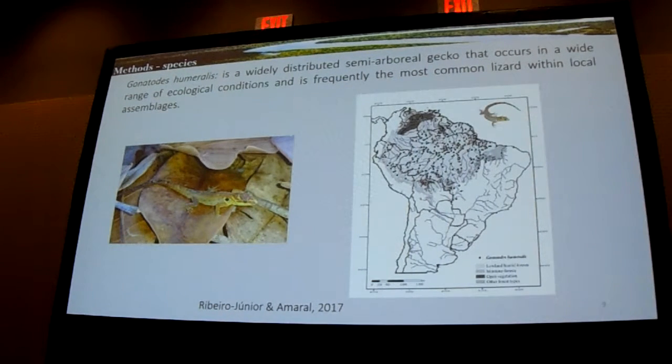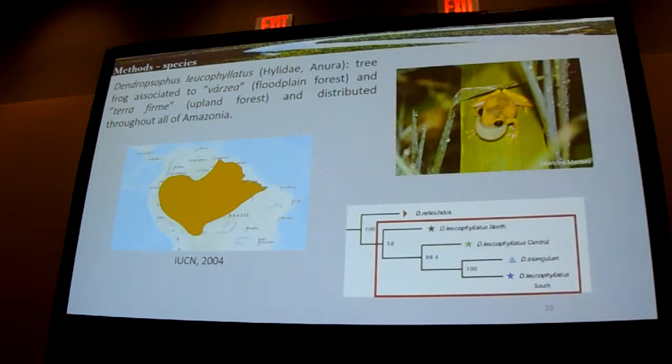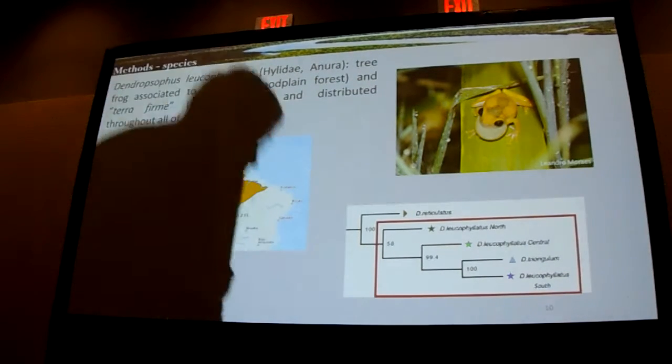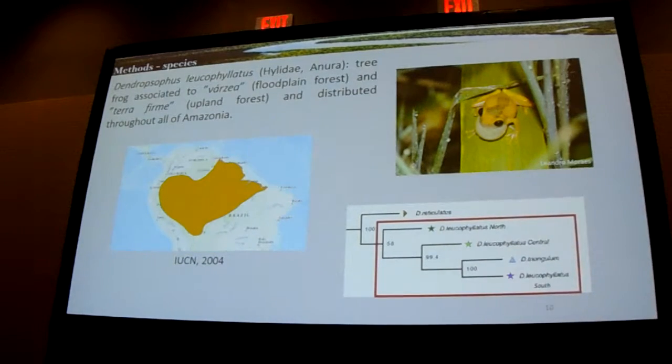Here is the map with the distribution of this species. And Dendropsophus leucophyllatus is a tree frog, also associated with floodplain forest and upland forest, which we can find close to ponds. Some papers said that Dendropsophus leucophyllatus is a paraphyletic species. So in another chapter of my thesis, I worked with the group and did a phylogenetic analysis. All the lineages that came out as Dendropsophus leucophyllatus, we used for this work.